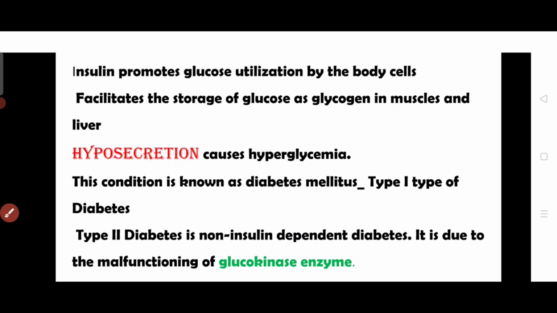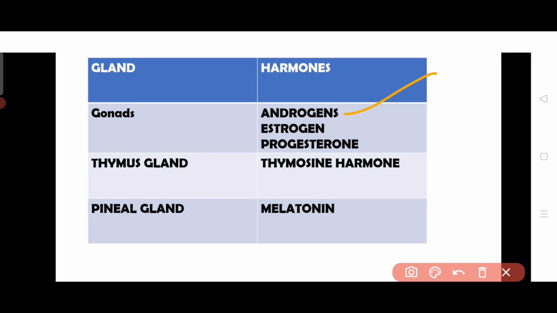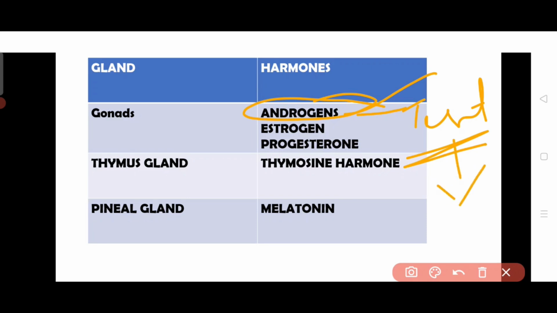Now next we have gonads, thymus and pineal gland. In gonads, the testes are the male gonads, where the testis produces the male sex hormones known as androgens. The principal androgen is the testosterone hormone, which is useful for the formation of sperms and to regulate the secondary sexual characters in the male.